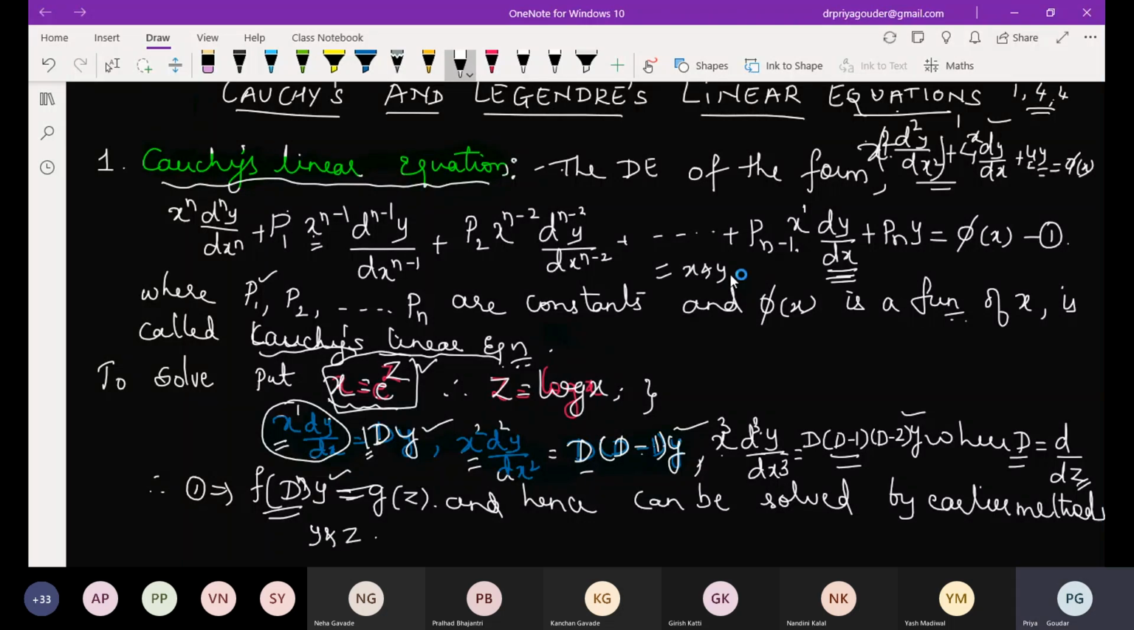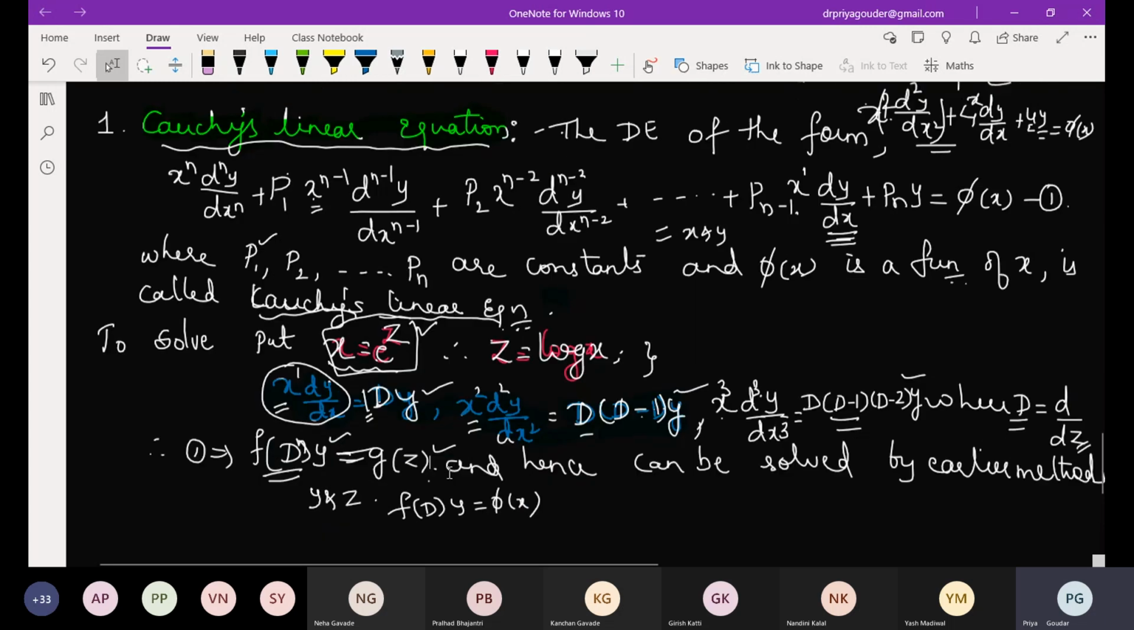Now tell me, is it not similar to f of D into y equal to phi of x? Am I right? The only change is that instead of some function of x, you have a function of z. That's all. Do you know how to solve it then? We have learned how to solve homogeneous as well as non-homogeneous equations, so we can apply the earlier method and solve it. I don't know to what extent it is clear.